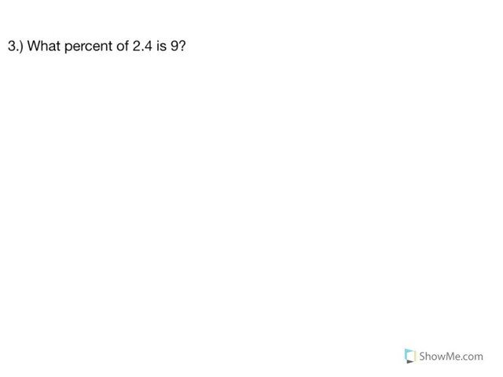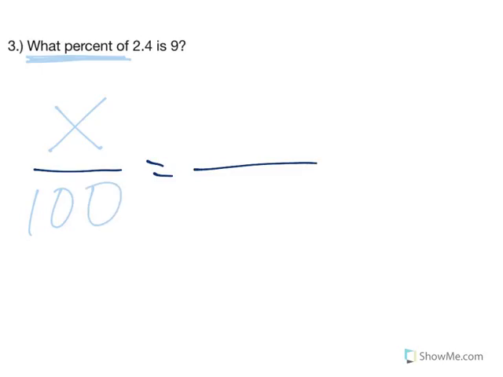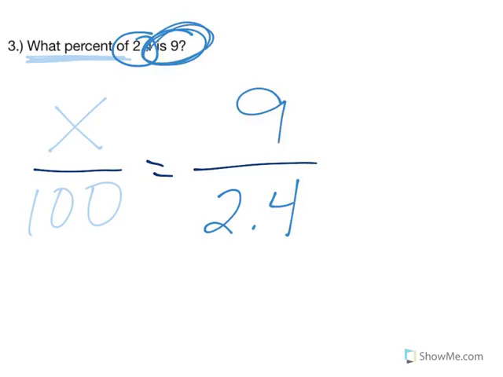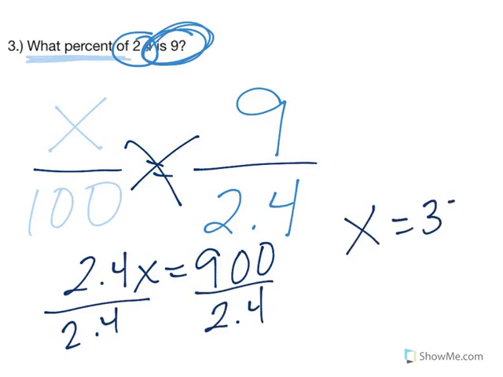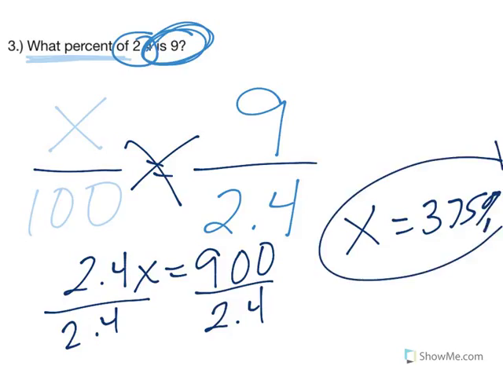Number 3, what percent? Well, when it says what percent, I don't know what percent, but percent always goes over 100. Of 2.4, of goes on the bottom, is 9, is goes on the top. Now you can see in the right ratio that the top number is bigger than the bottom number, so I know on the left side that my top number is going to be bigger than my bottom number. So when I cross multiply, 2.4x equals 900, divide both sides by 2.4, I get x equals 375%. And make sure you have that percent sign, because that's what the question asked.